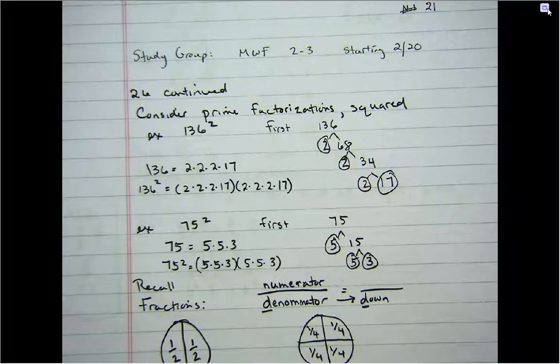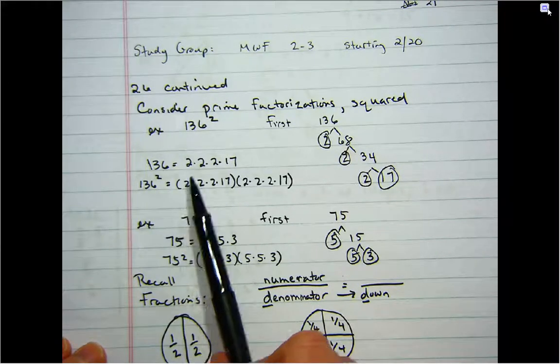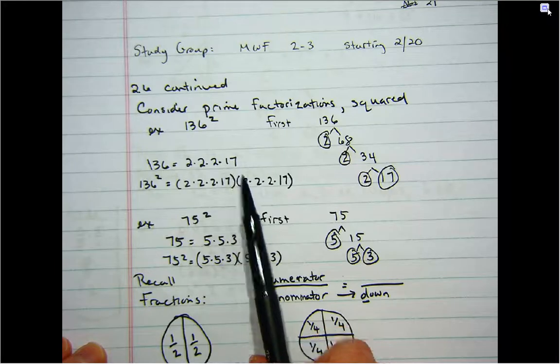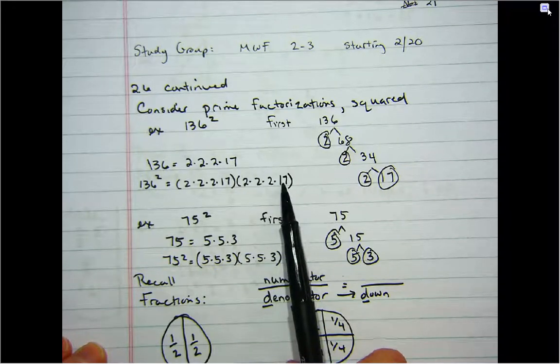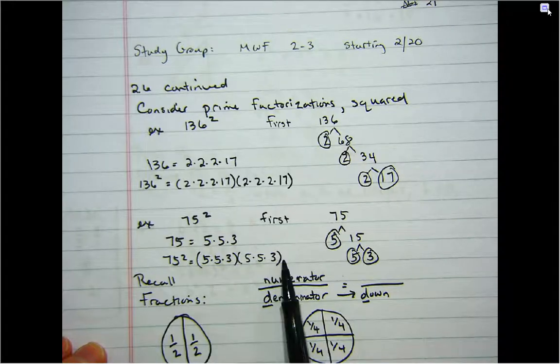So you have the 136 squared, and you have the 75 squared. That's like our a squared and b squared, okay? Those are specific examples of what a squared could look like or what b squared could look like. So notice, for a squared, 136 squared, you just took your prime factorization and multiplied it times itself. Same thing with the 75 squared. Took your prime factorization and multiplied it times itself.